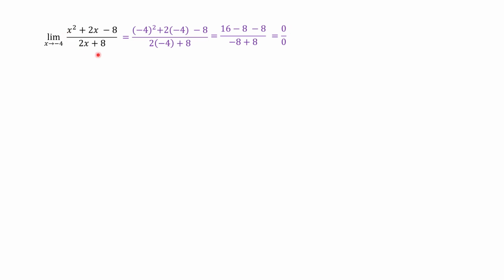Because our function is a rational function, and after direct substitution we get 0 over 0, we can apply the dividing out technique for this example also. The first step is to factor the numerator and the denominator again. If we factor the numerator, we have x plus 4 times x minus 2 on top. In the bottom, we can factor 2 from the denominator, and then we have 2 times x plus 4.